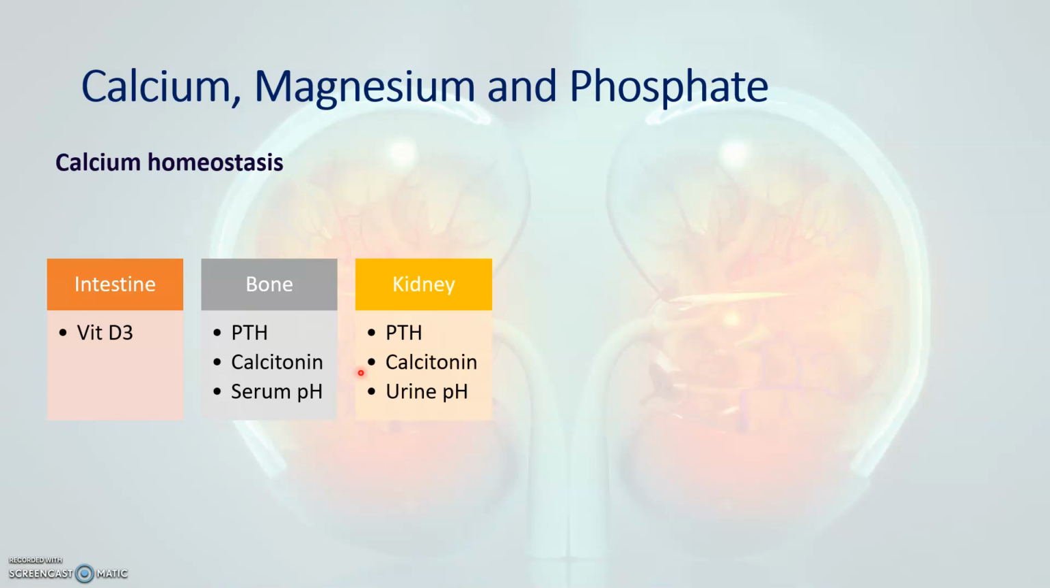So if we start with the intestine, gut absorption of calcium occurs mostly in the small intestine and is promoted by vitamin D3, which is the active form of vitamin D. There is a role for the kidney here in that vitamin D is hydroxylated to 1,25 dihydroxycholecalciferol in the kidney, and then this active form of vitamin D is distributed around the body to have its effect, one of which is promotion of the absorption of calcium from the gut.